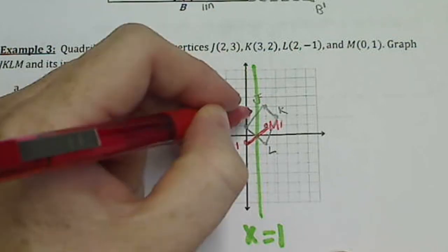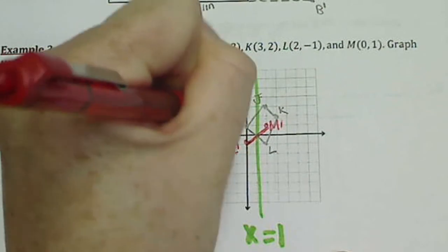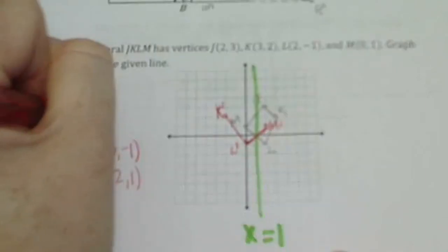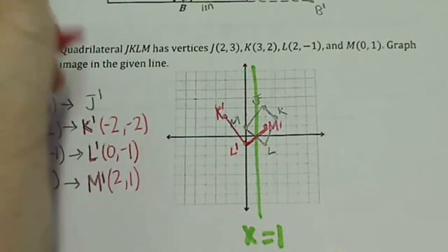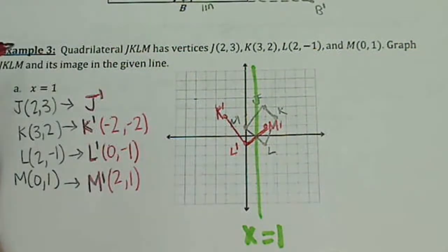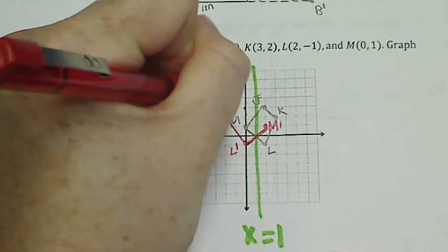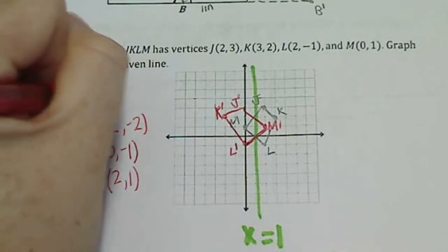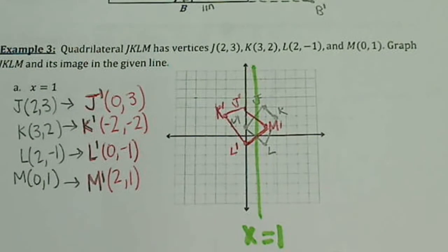K is 1, 2, 3 units away, so we're going to go 1, 2, 3 units. And that's the point 1, 2, -2, -2. And let's do point J. J is 1 unit away, so 1 unit away. Connect them. That is the point 0, 1, 2, 3. There's our image, and you'll see it looks exactly the same, just flipped around.